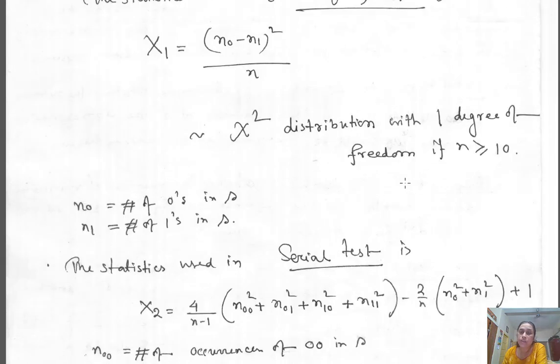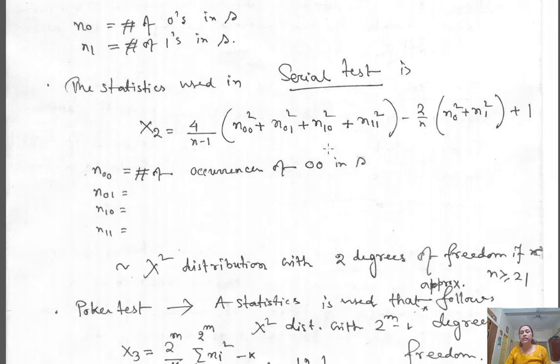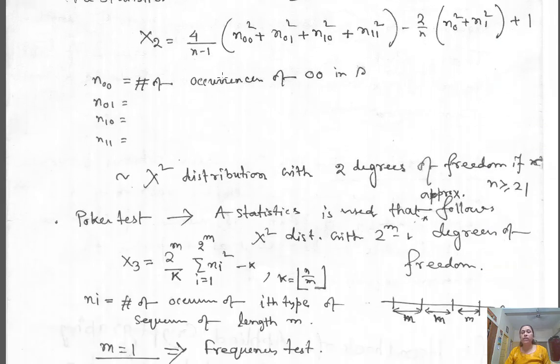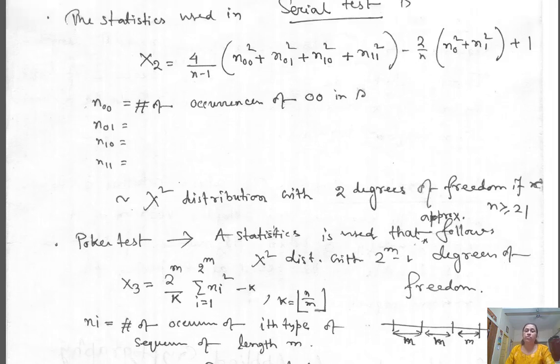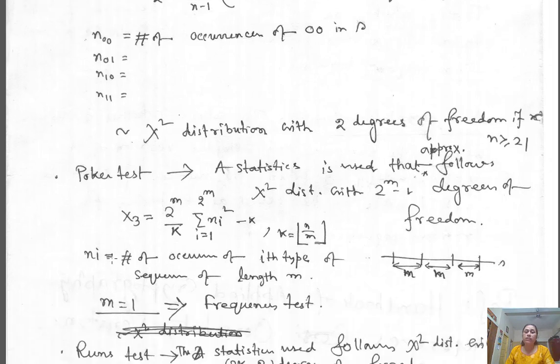For the frequency test, n should be greater or equal to 10. For lower values of n, it may not satisfy this chi-square distribution. For the serial test, for n greater or equal to 21, this random variable must satisfy chi-square distribution with 2 degrees of freedom. For the poker test also, this type of statistic can be used, which approximately follows chi-square distribution with 2 to the power m minus 1 degrees of freedom.